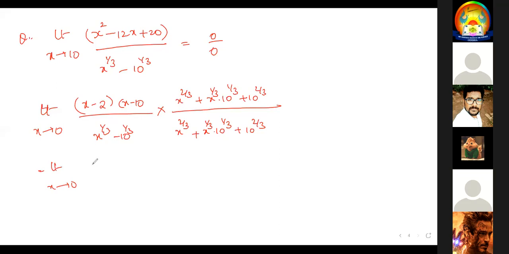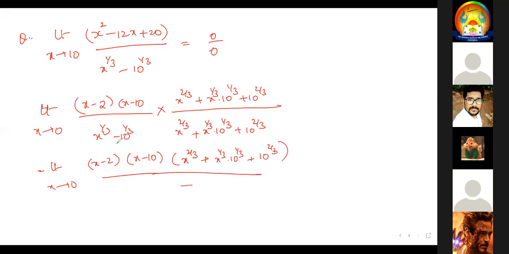So limit x tends to 10 of x minus 2 into x minus 10 by x power 2 by 3 plus 10 power 2 by 3. This is like a cube minus b cube, which is a minus b into a plus b. And the things will get cancelled, it becomes x minus 10.